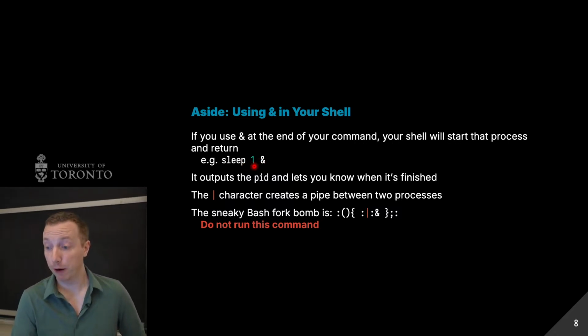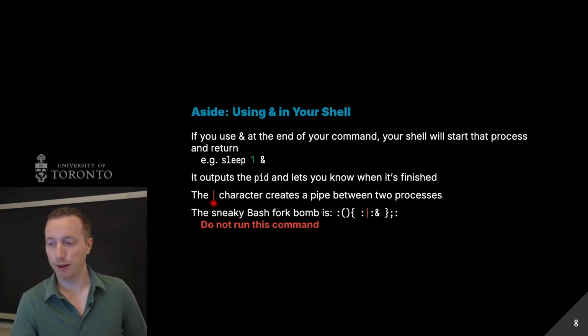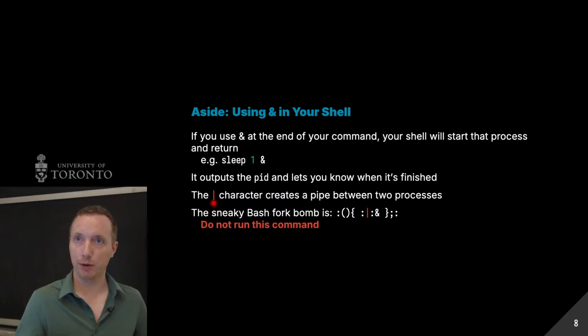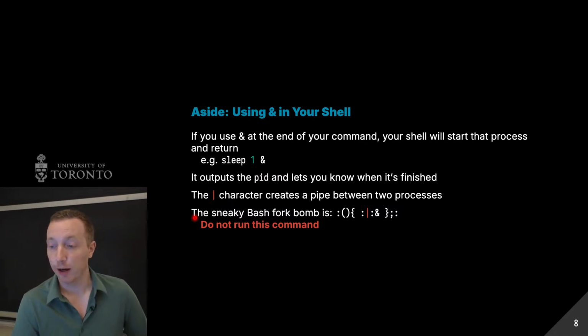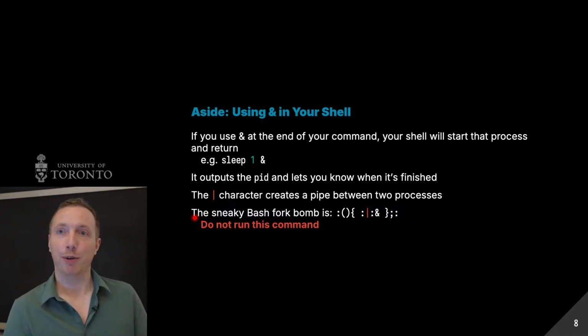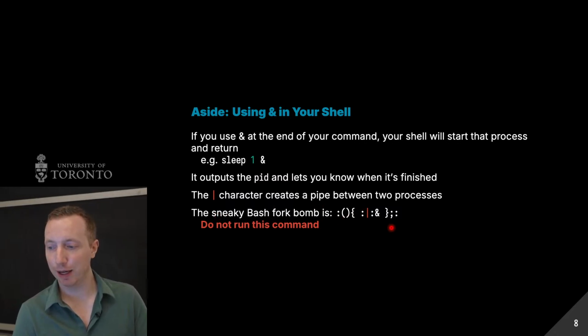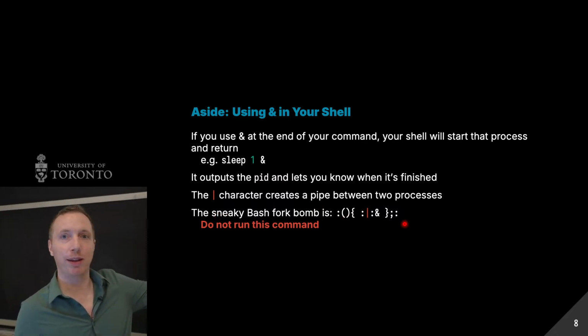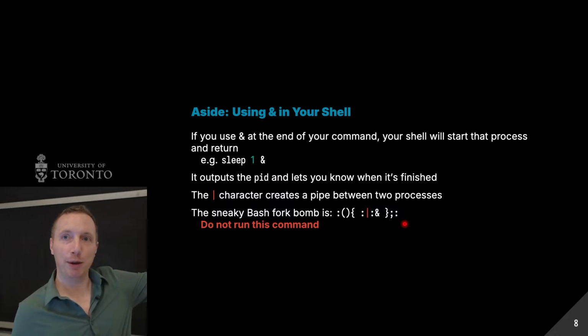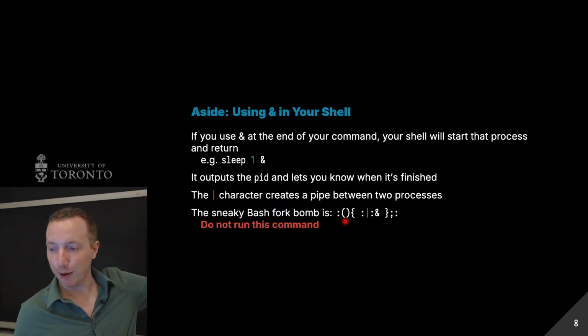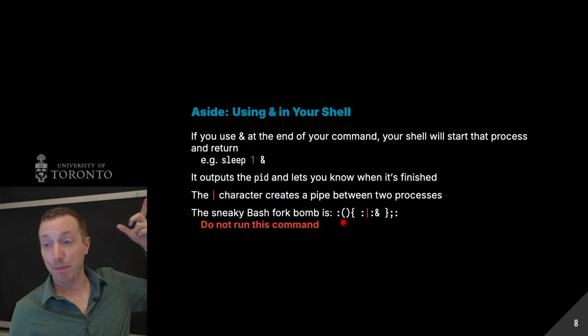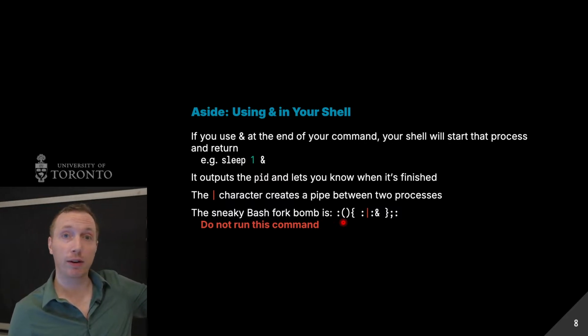So fun thing I can do, we also saw the pipe character to create a pipe between 2 processes. In order to write while true fork in bash, I can actually write this, and if you execute this, that will fork bomb you. It will do while true fork. And how it works is in bash, you can define a function called colon.